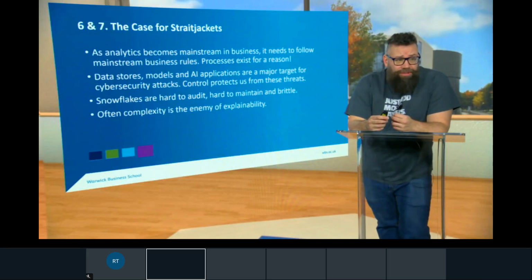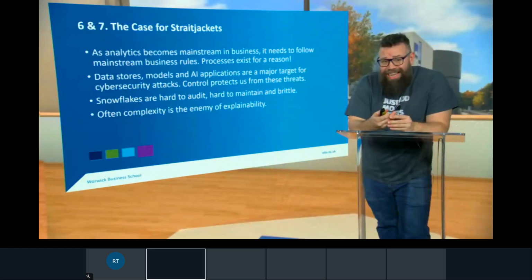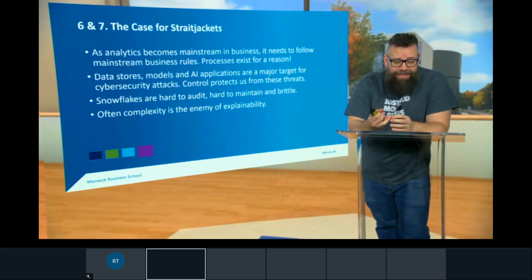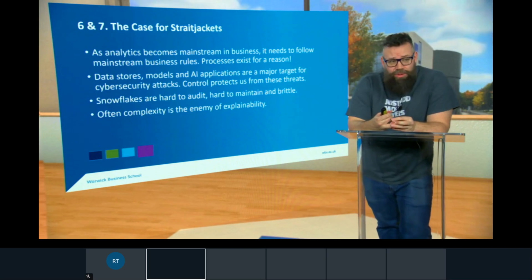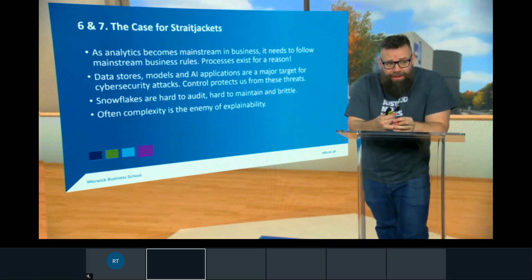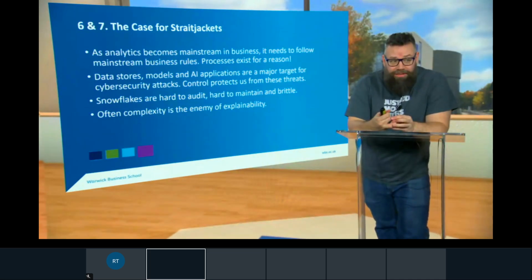Let's go the other way around then for straitjackets. The first one, I think, is a key one. Analytics is now big business. We're not just some geeks in the cellar, not allowed to talk to anyone, crunching our numbers. We are now mainstream. As we become mainstream, we have to tend to follow the rules that everyone else does.